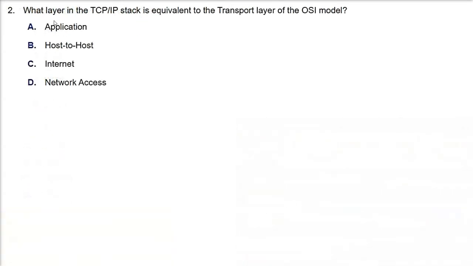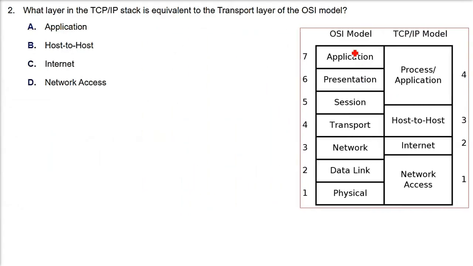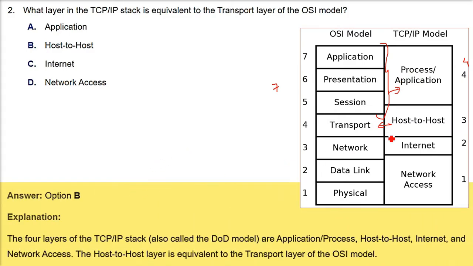So what layer in the TCP/IP stack is equivalent to the transport layer of the OSI model? Now this is the OSI model. You have 7 layers, and in TCP/IP we have 4. So host to host is equivalent to transport. Same way, the application layer is equivalent to application, presentation and session.